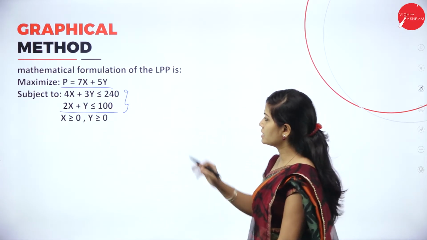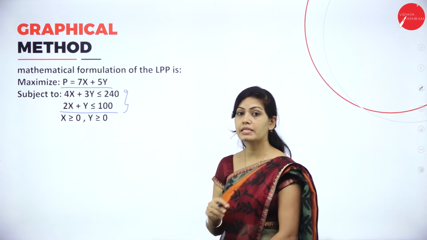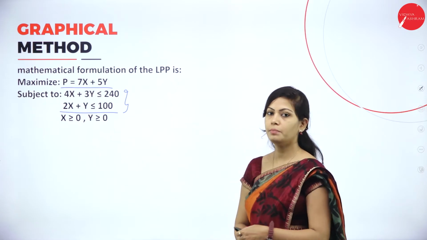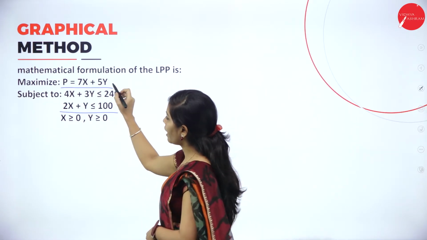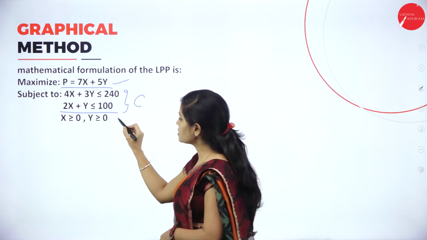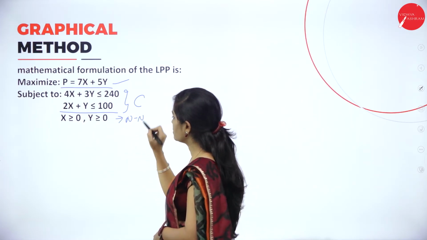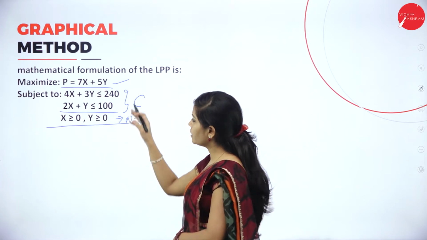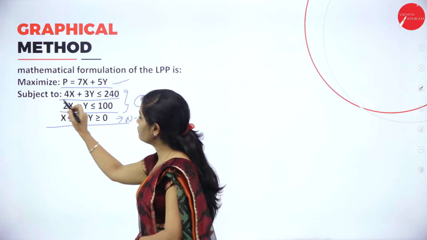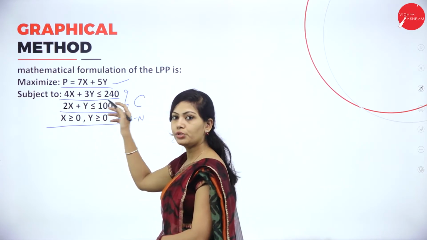We have two constraints and two decision variables x and y. So using this LP model, how do we construct a graphical method? Here we have the objective function, these two constraints, and the non-negativity constraint. So first I will convert this inequality into equality.